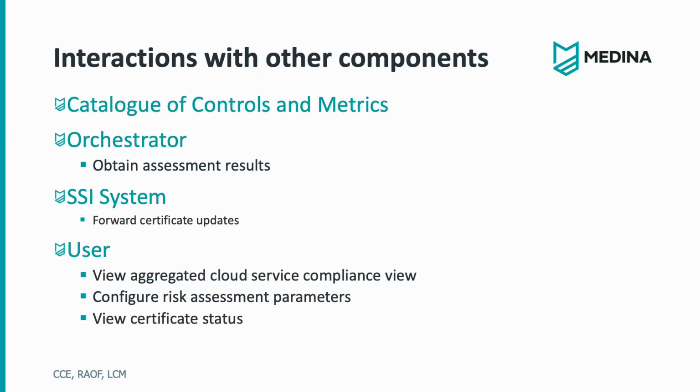For example, the Risk Assessment and Optimization Framework obtains information from the catalog of controls and metrics. Furthermore, the Continuous Certification Evaluation obtains assessment results from the orchestrator. Further interactions are related to users who interact with the components to, for instance, view information about existing certificates and their states, or to configure the risk assessment.